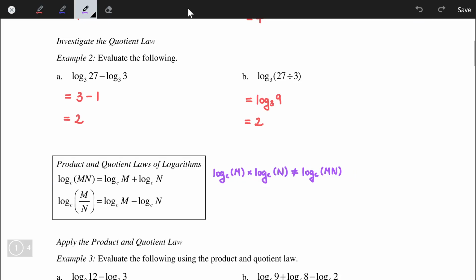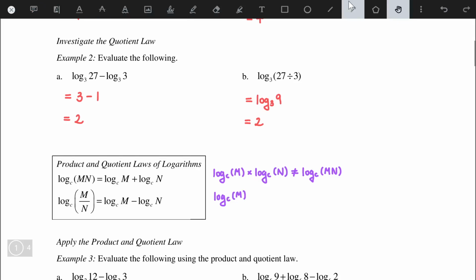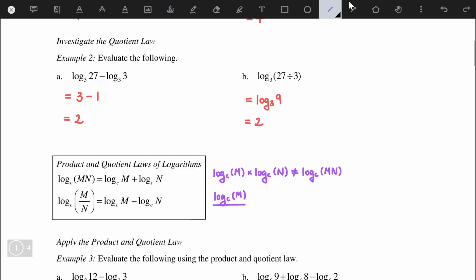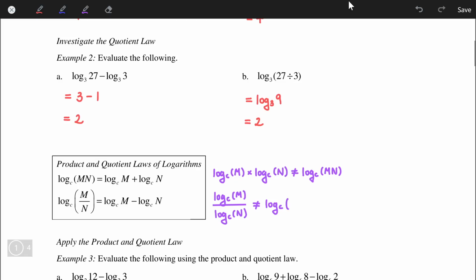Again, similarly, if we have a quotient of logarithms, so log base c of m divided by log base c of n, we cannot simply divide the arguments to get log base c of m over n. So again, that does not work.